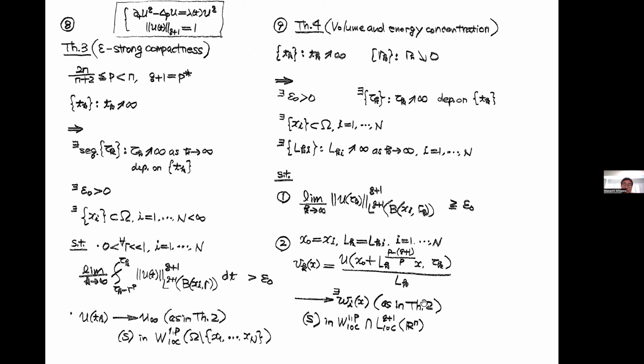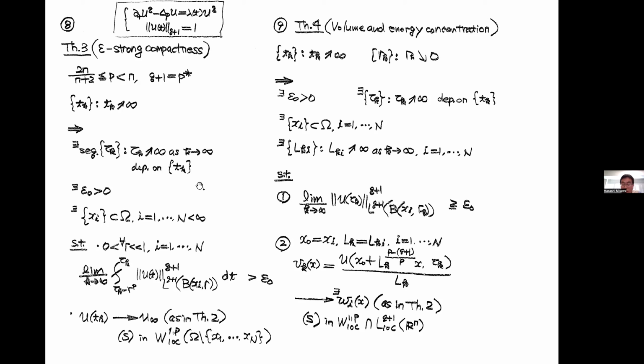w(x) is a concentration function, the same as in Theorem 2. And this convergence is strong, in the local Sobolev space and in the Lebesgue space L^(q+1) in R^n. And this is just the strong convergence of the blowing up function. This is the main part.